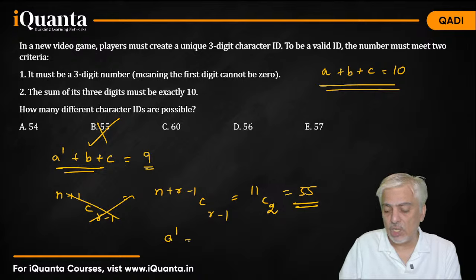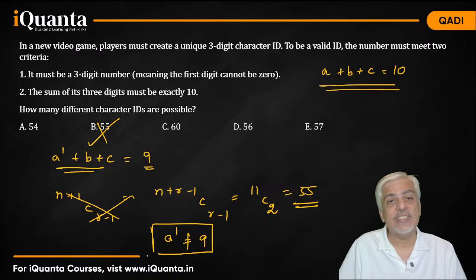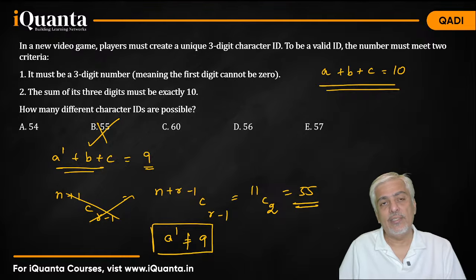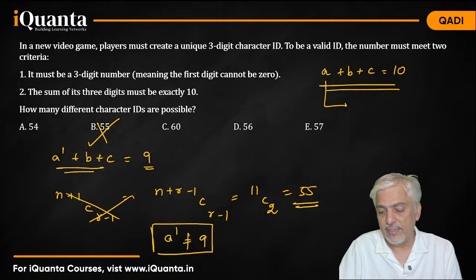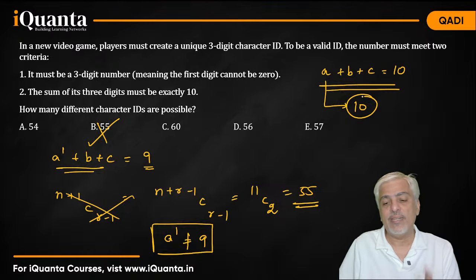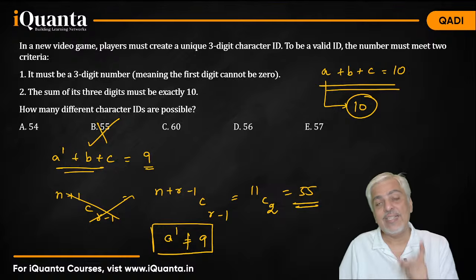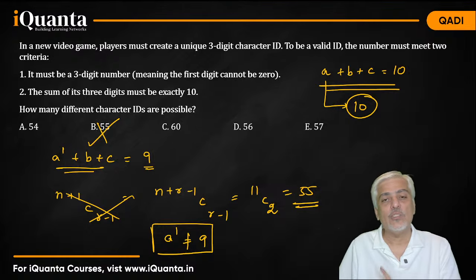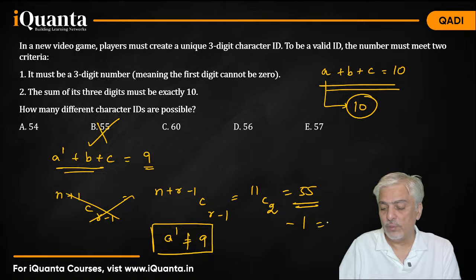Most of the people go and mark 55 over here, but that is incorrect because A dash cannot be 9. Because if A dash is 9, what will happen? That A will become 10 and a digit cannot be 10, and that is why A dash cannot be 9. That case will go. Luckily, that is only one case. When it is 900, that case will go away, and that is why the answer is 54.